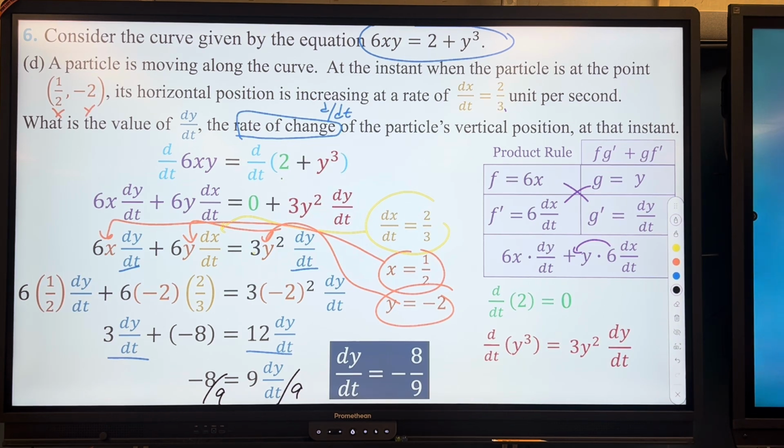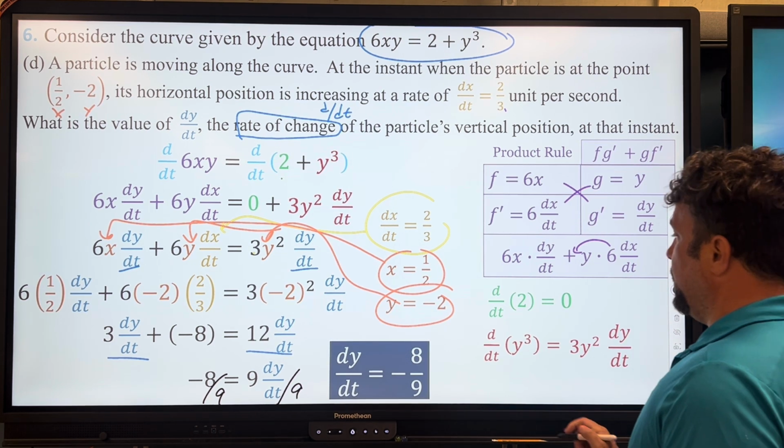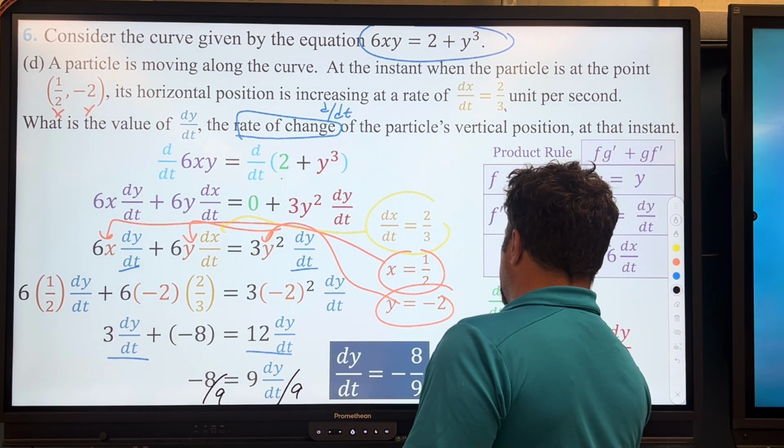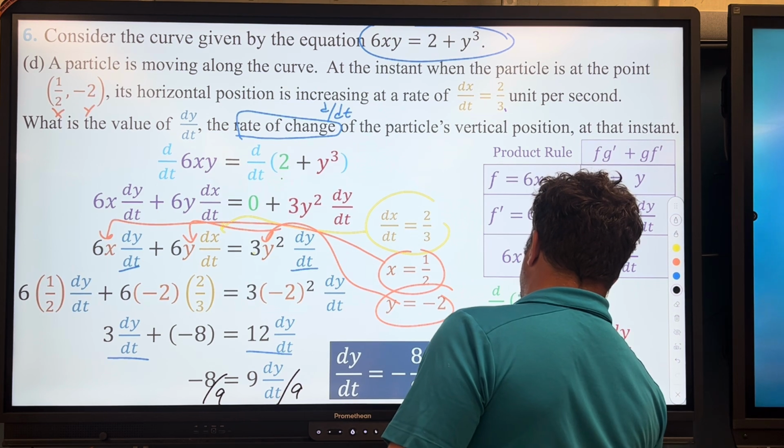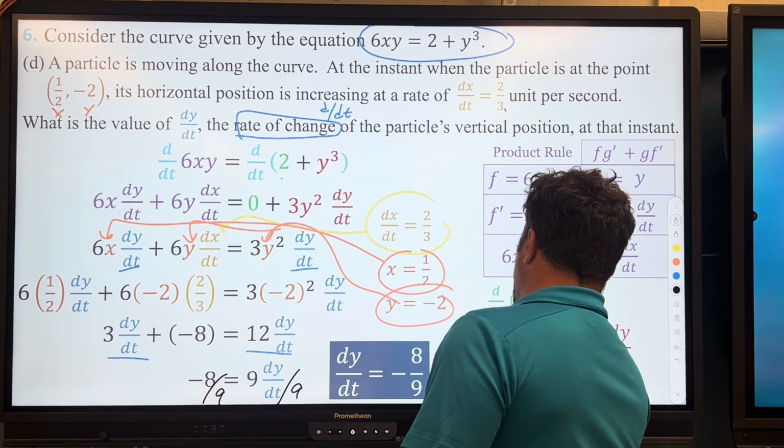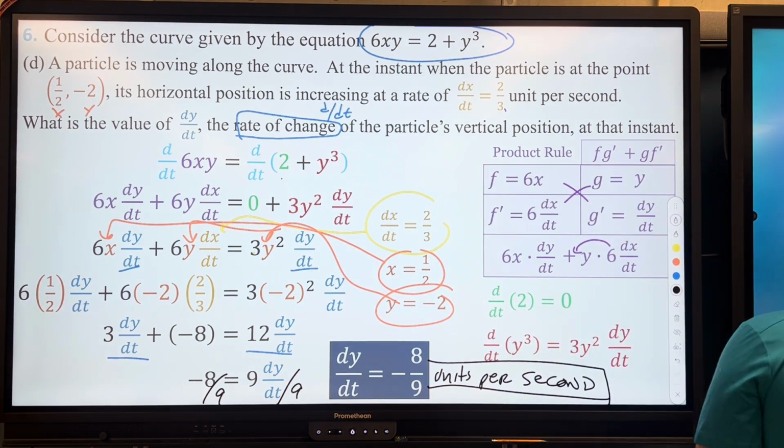All right, so the particle's vertical position is moving -8/9 units per second. If you want to put that, that'd be great. Units per second. I'll add that on there. That's it.